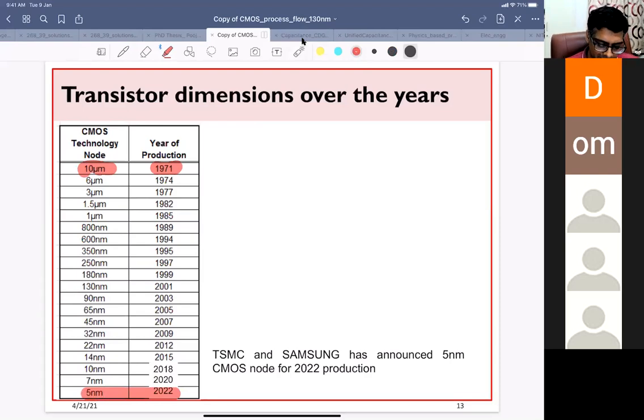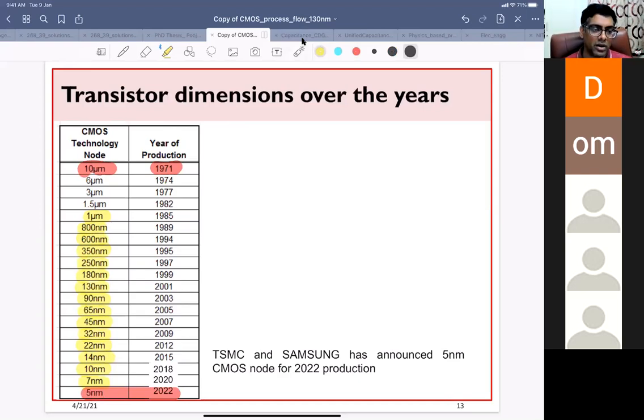So we have the 7 nanometer CMOS node, 10 nanometer node, 40 nanometer node, 22 nanometer node, 32 nanometer node, 45, 65, 90, 130, 180, 250, 350, 600, 800, 1 micrometer. These are the different CMOS nodes. This is how things have been scaled over the years.